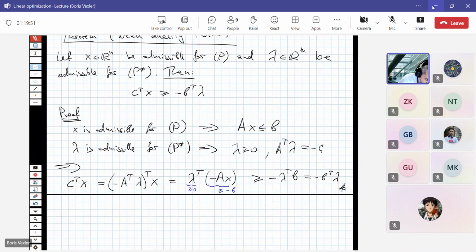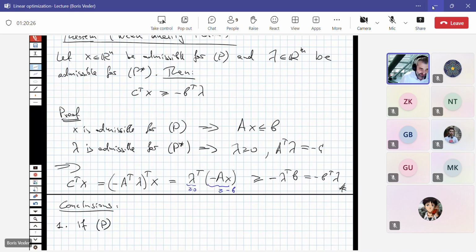And this is exactly what we wanted to prove, that for admissible point x and admissible point lambda, they have this inequality. Okay? Clear so far? Yeah. Okay. Now, we have some conclusions from this quite simple theorem. Conclusions. Okay.